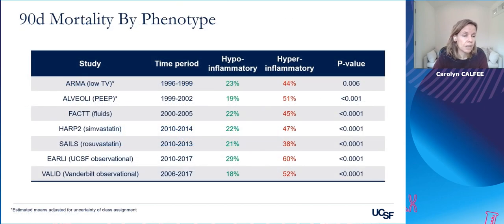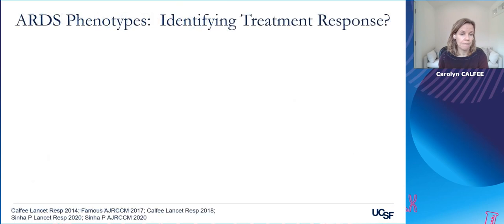We can see that across all 7 of these studies that I've described, 90-day mortality is dramatically higher in this hyperinflammatory group, both numerically and statistically so. And that's true from studies dating from the mid-1990s, like the ARMA trial, through studies that concluded more recently, in our observational cohorts just a few years ago.